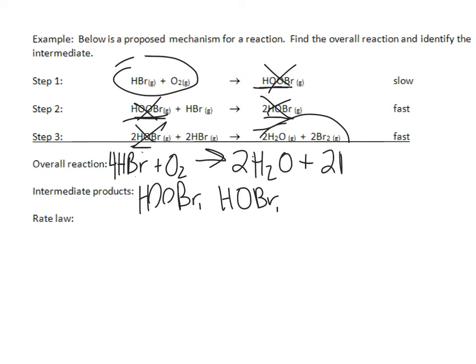plus 2Br2. And that becomes my overall reaction. Essentially, it's everything that's left after you've crossed out the intermediates. Last but not least, we can write a rate law.